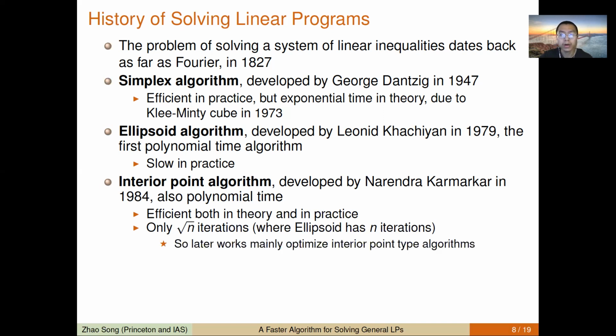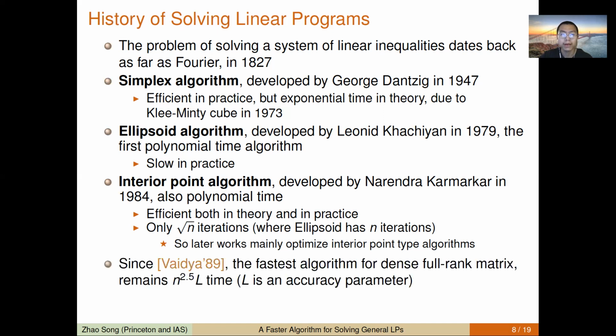Almost all later works, if they want to improve the running time of linear programming, basically focus on this interior point method because the number of iterations is quite small. Since Vaidya's 1989 algorithm, the fastest algorithm for solving dense full-rank matrix LP remains n to the 2.5. This n to the 2.5 barrier remained for 30 years.